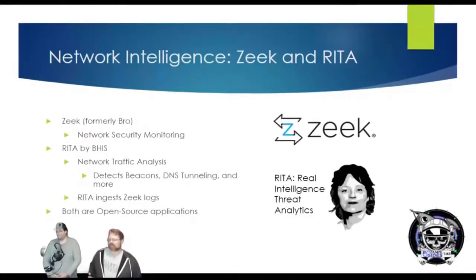RITA is used for traffic analysis. RITA was created by our friends at Black Hills Information Security. It's a great tool. It stands for Real Intelligence Threat Analytics. Basically, what it does is it analyzes that traffic for detecting exactly what we were talking about. It detects beacons, tunneling, and more. You can use it to look at anomalous user agents, user agents being the string that browsers identify themselves as in connections.